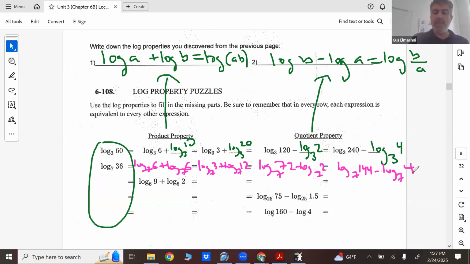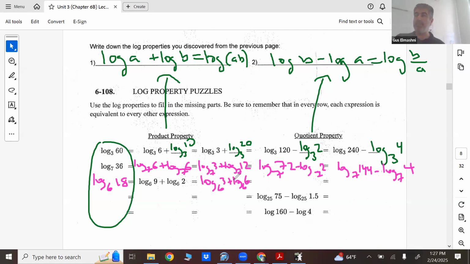Okay. If you see 9 and 2 being added with logs, if you condense it, what does that become? Log base 6 of what? 18. So give me two numbers that multiply to 18 besides 9 and 2. 3, 6. Love it. Log base 6 of 3 plus log base 6 of 6.